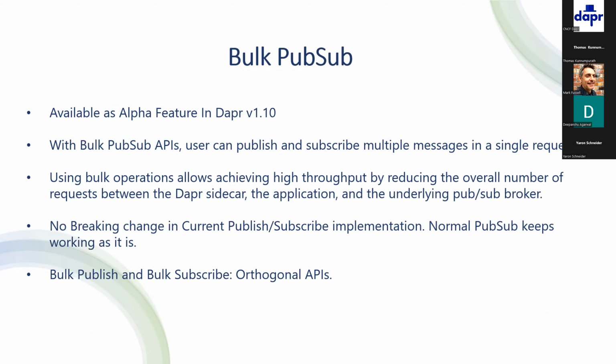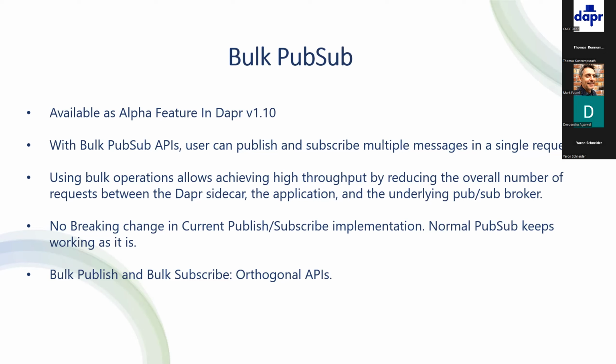If your application is processing a huge number of messages, it will definitely help by reducing the overall number of requests between the application and the Dapr sidecar, and if the component supports it, between Dapr and the message broker. The way it is implemented is that the already existing publish subscribe implementation is not broken. That exists on its own, and this is basically a separate set of APIs you can consider.